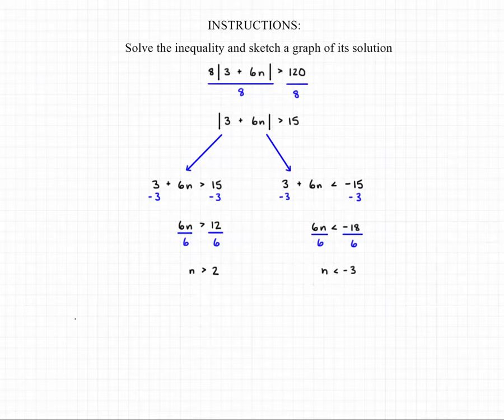Now to sketch a graph of the solution for this inequality, we need to take our 2 points, put them on a line, and then decide are we going to include them, and in what direction are we going to draw our lines and arrows.